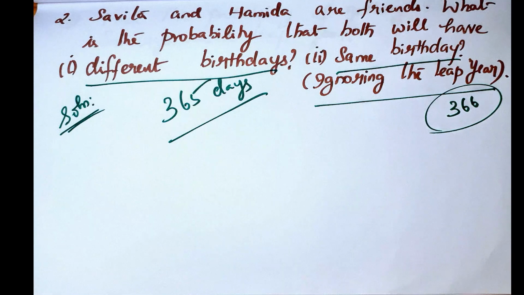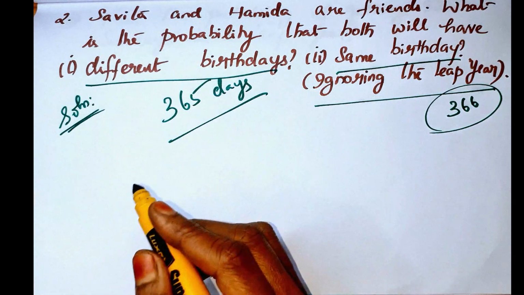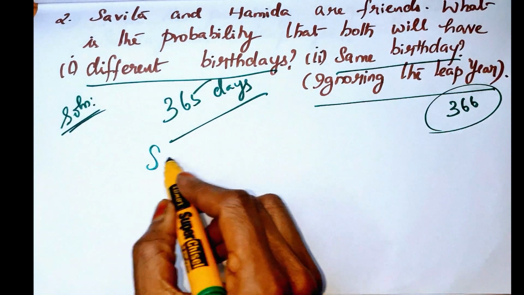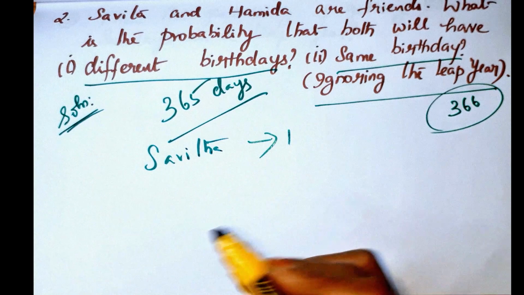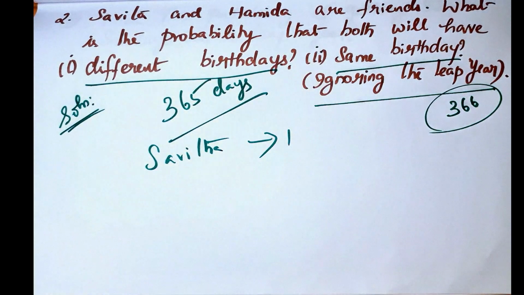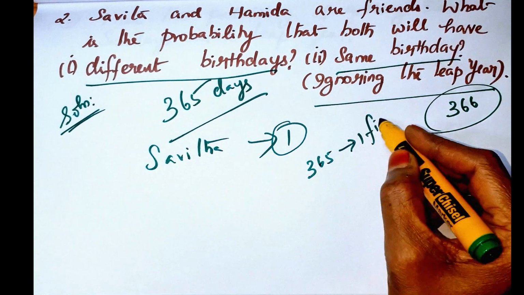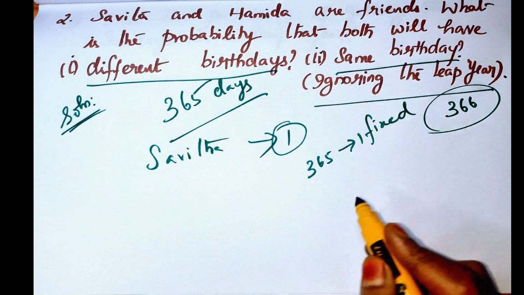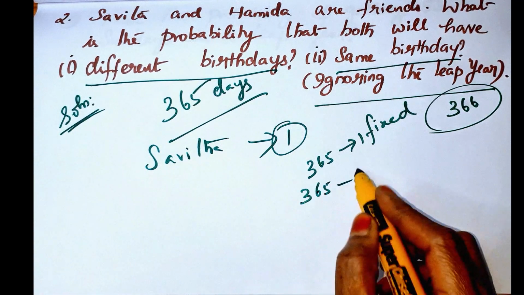Right. Both should have different birthdays in 365 days. First, what we do is, Savita has 1 day as a birthday. That 1 day is some date in 365 days, we are not sure, but 1 day. So we have fixed 1 day. In 365 days, 1 day is fixed for Savita. Okay, so what is the balance we have? 365 minus 1.